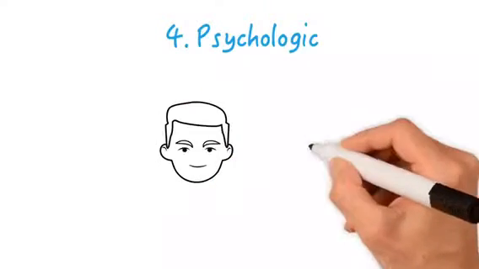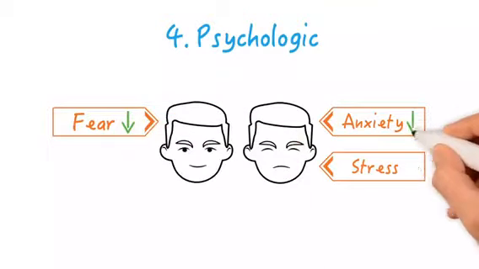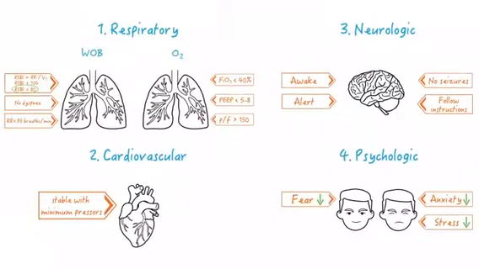And lastly, evaluating the psychologic status. Fear, anxiety, and stress should all be minimized since these non-respiratory contributing factors may actually lead to prolonged ventilator dependence. So with these 4 key areas in mind, hopefully you'll be better equipped to monitor patients during weaning and ensure the best probability for successful extubation.